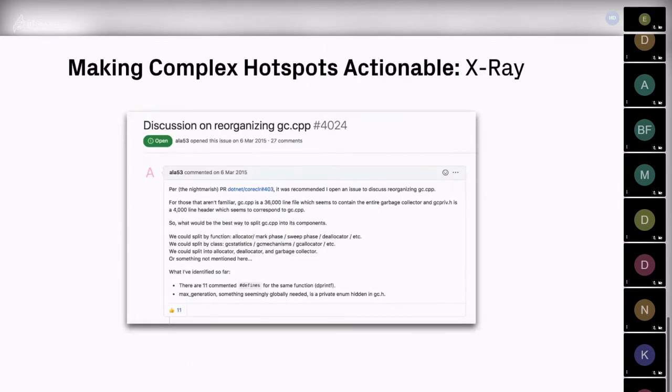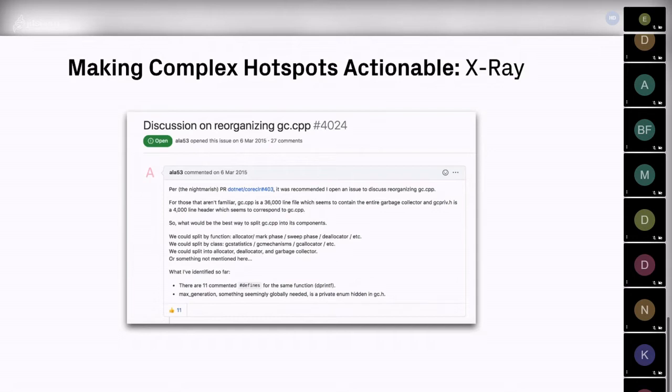I've been following the development of .NET Core for a while, and one of the most interesting discussions on GitHub was around this one, reorganizing gc.cpp. Now, what is gc.cpp? Well, it turns out that's the .NET garbage collector. And as you see here in the text, gc.cpp is the whole garbage collector implemented in a single file with 36,000 lines of C++. That's a lot of C++ in a single file, right?